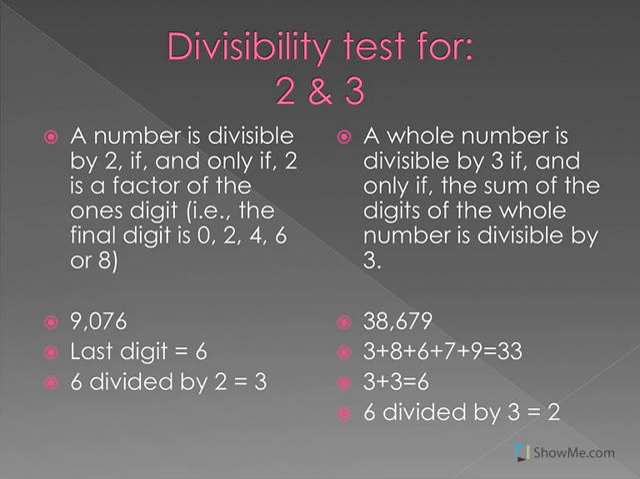38,679. If we add each of those numbers together, 3 plus 8 plus 6 plus 7 plus 9, we get 33. If we add 3 plus 3, we get 6. We see that 6 is divisible by 3, therefore the divisibility test for 3 is complete.